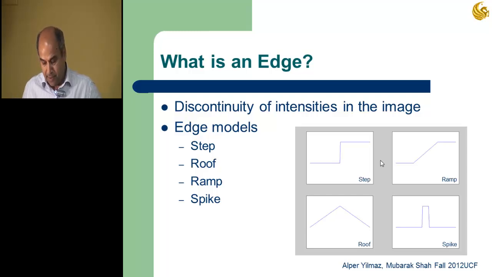So there are different models of edges in one dimension. The simplest model is the step edge. See, the intensity value is constant, then all of a sudden becomes something else. So this is an edge. Now other possible models are like at this edge. This is not instantaneous like a step edge, but it changes slowly. It's called a ramp edge. There can be a spike, a very thin edge, or a roof edge, change then go down like that. So there are different models of edges.